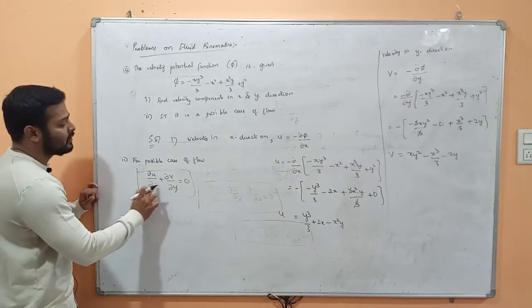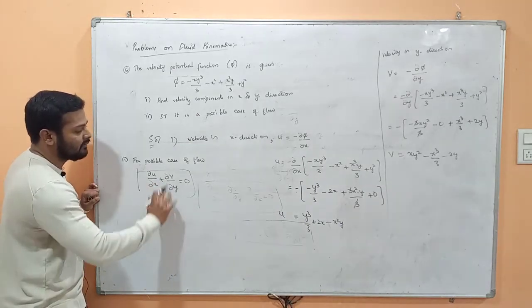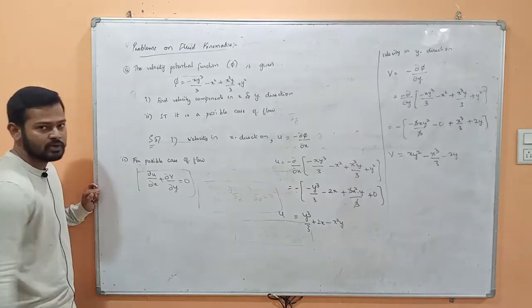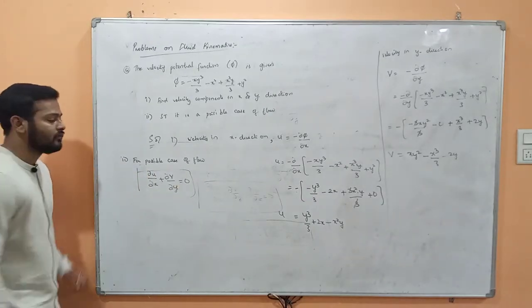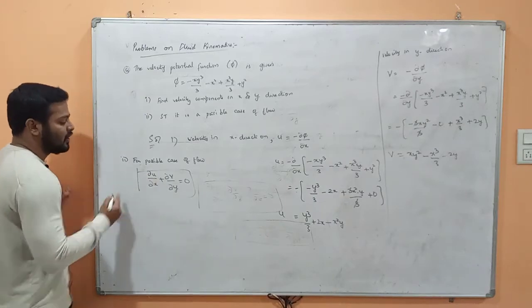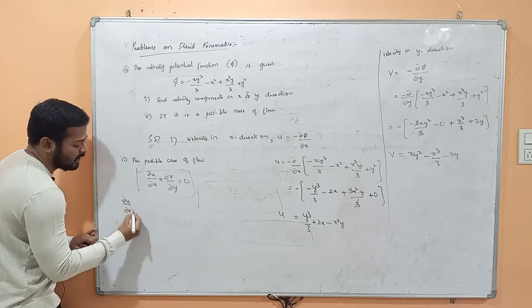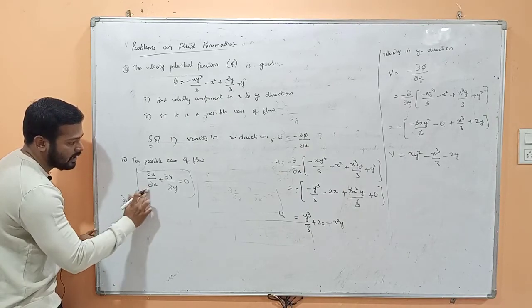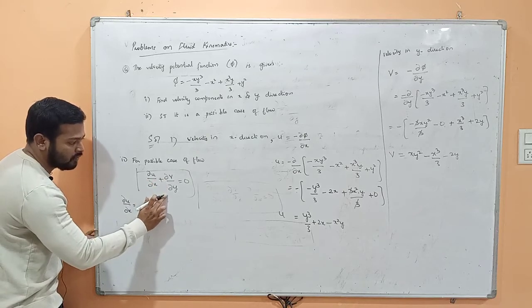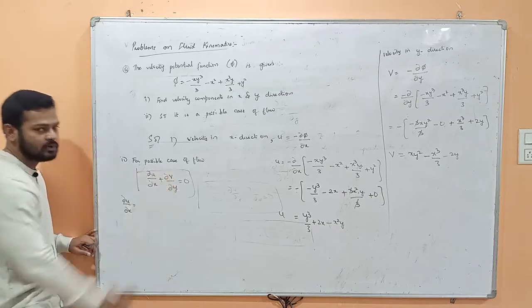So dou u by dou x plus dou v by dou y should be equal to 0. I am going to find this value. If I get 0, then it is a possible case of flow, and if I don't get 0, it is not a possible case of flow. So I am going to find first dou u by dou x, then dou v by dou y, and add these two terms. If I get 0, then it's a possible case of flow.